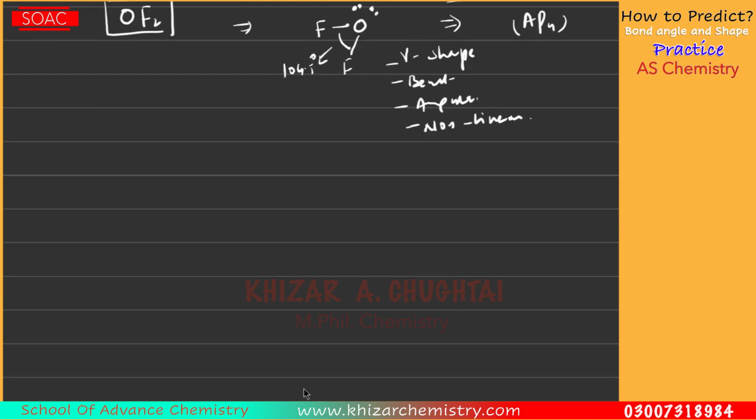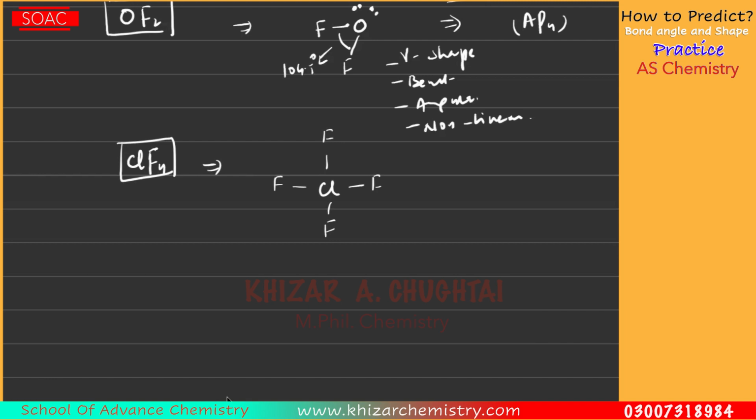Now come towards the next example and hopefully you will do it yourself. And the example is ClF4. So come towards its Lewis diagram. In this case, you can see that Cl will be in the middle. Good. And here are basically 4 F. Roughly I'm writing, this is not the exact shape. This is a rough diagram.